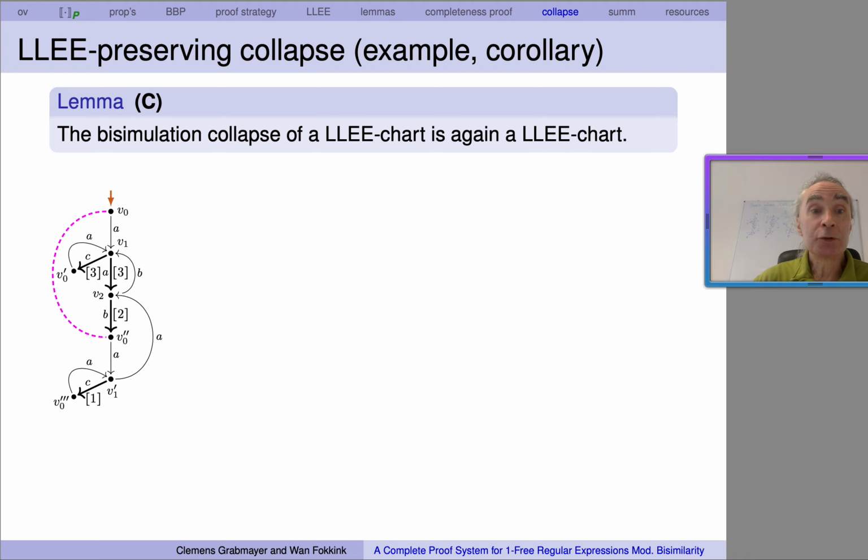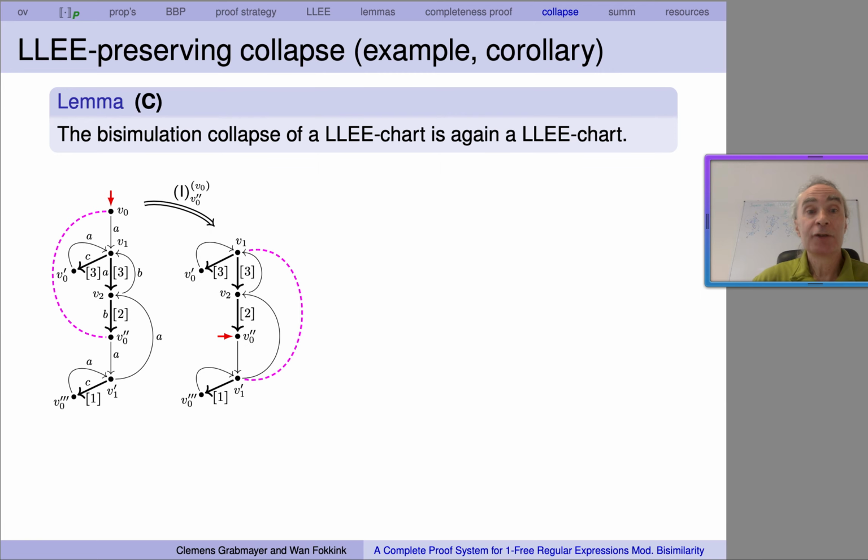What we are now doing is we are sending all incoming transitions at V0 over to V0 double prime. So V0 does not have any incoming arrows except the arrow that indicates the start, which then is sent over to V0 double prime, which gets the new start vertex. And the part with V0 is being garbage collected because it's unreachable.